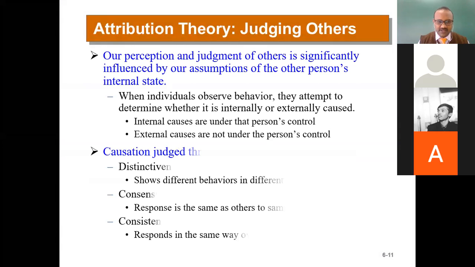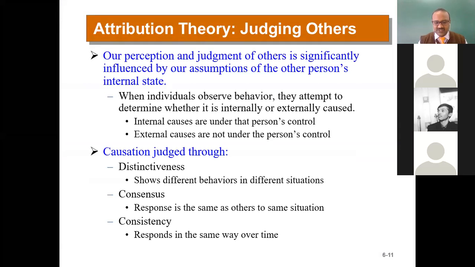So we'll go ahead. Okay, so we have the first theory related to perception. The first theory on perception is called the attribution theory. So how do we generally look at a certain situation or our own behavior, and how do we attribute it? Where do we pinpoint the source of that particular judgment is what the attribution theory talks about. Our perception and judgment of others is significantly influenced by our assumption of the other person's internal state. So how do we judge others? It's on the basis of what we think others are going through. It's an assumption that we make about others, what we perceive about others.